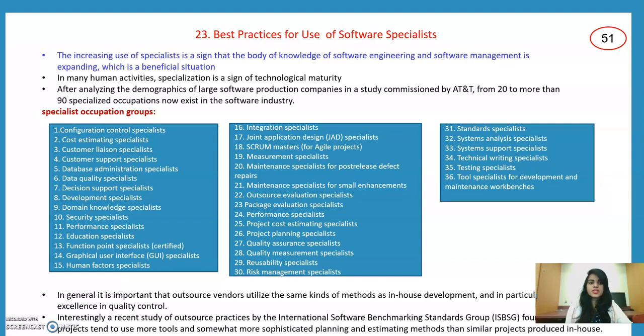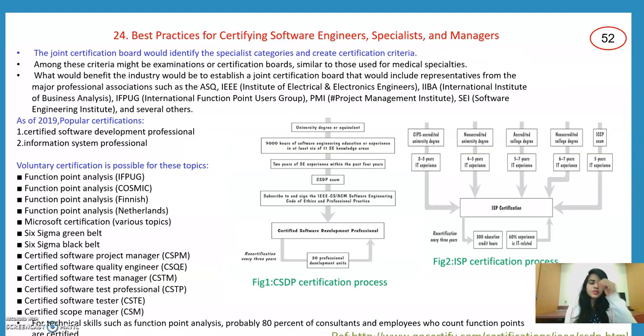These are the different specialist occupation groups. And the other best practice is best practices for certifying software engineers, specialists, and managers. The Joint Certification Board would identify the specialist categories and create the certification criteria.